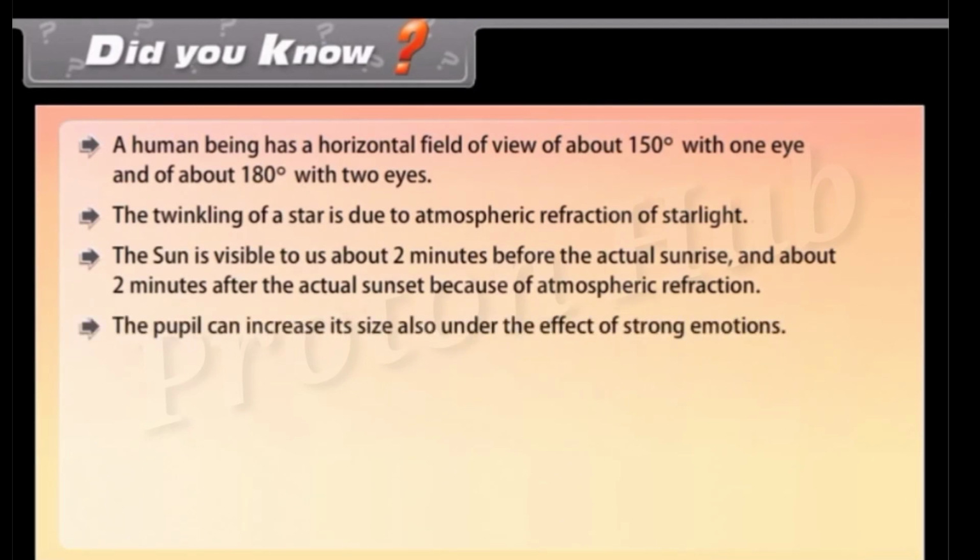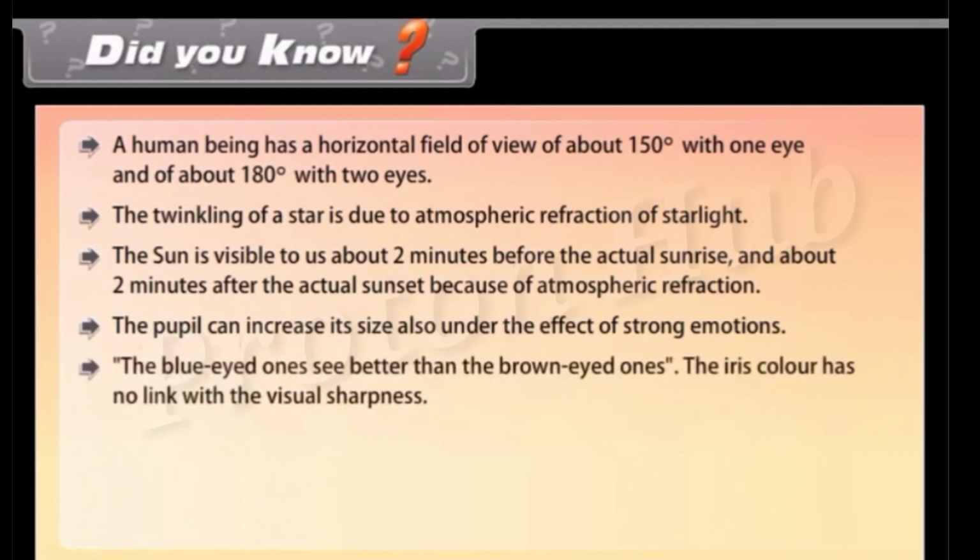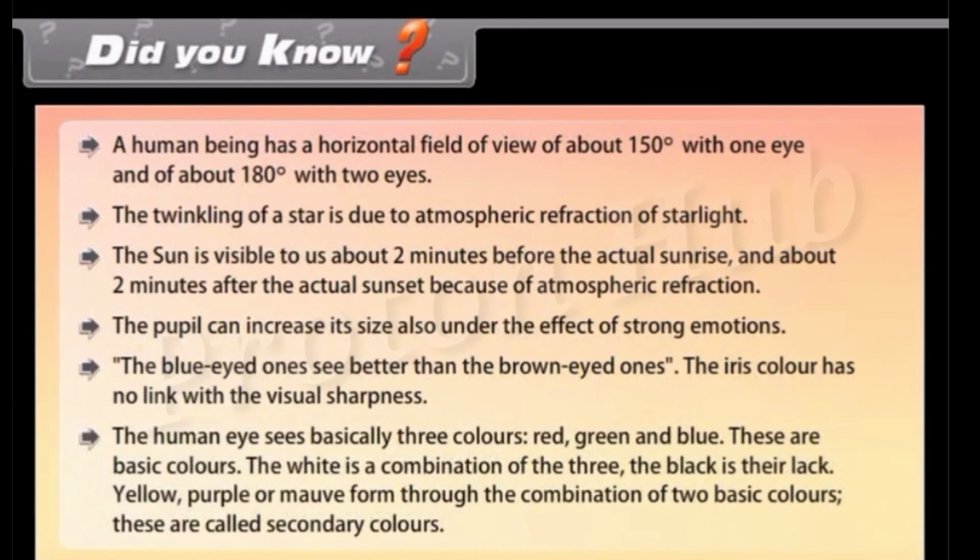The pupil can increase its size also under the effect of strong emotions. The blue-eyed ones see better than the brown-eyed ones. The iris color has no link with the visual sharpness. The human eye sees basically three colors: red, green, and blue. These are basic colors. White is a combination of the three. Black is their lack. Yellow, purple, and mauve form through the combination of two basic colors. These are called secondary colors.